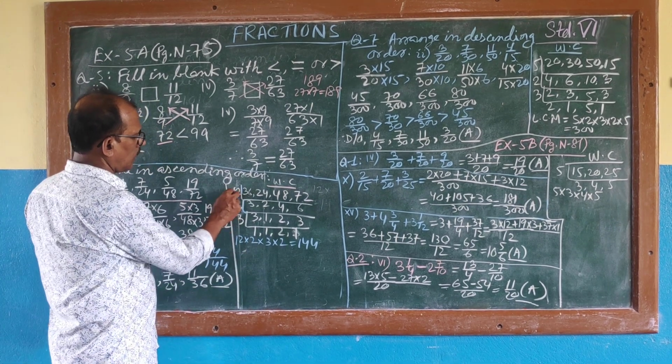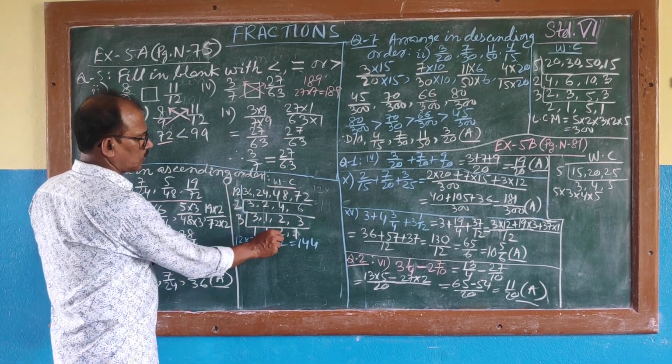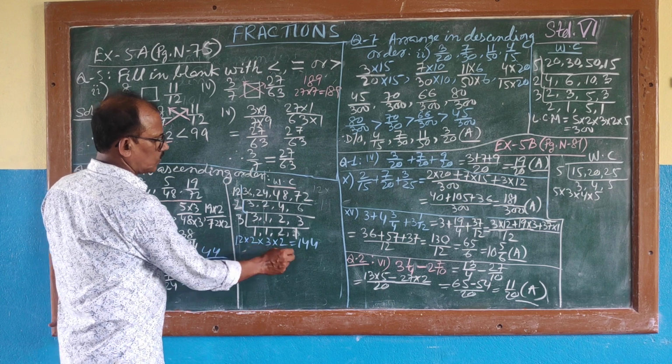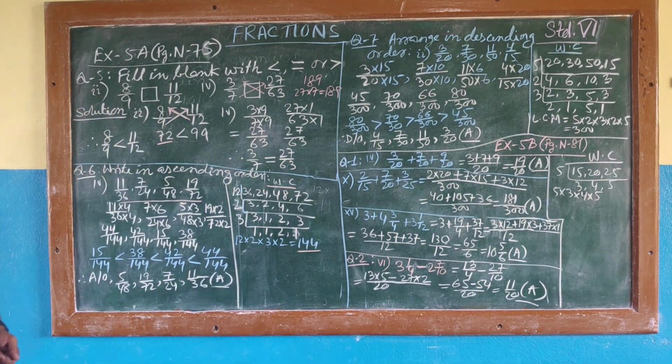So the LCM will be 12 into 2 into 3 into 2, so 144. I will tell you the short way.